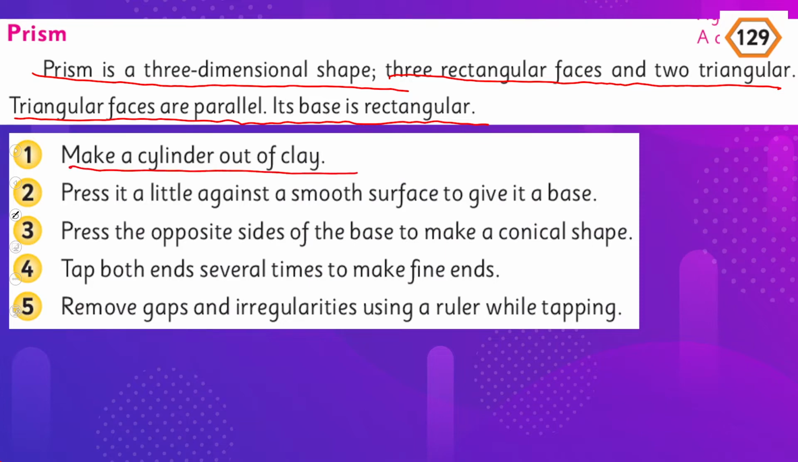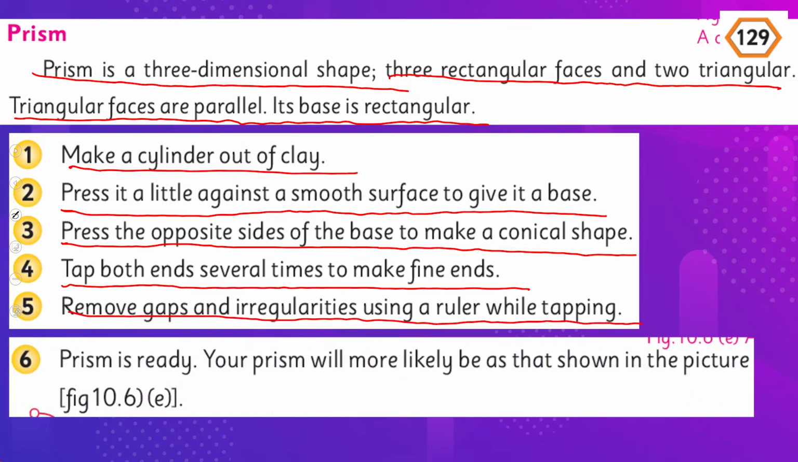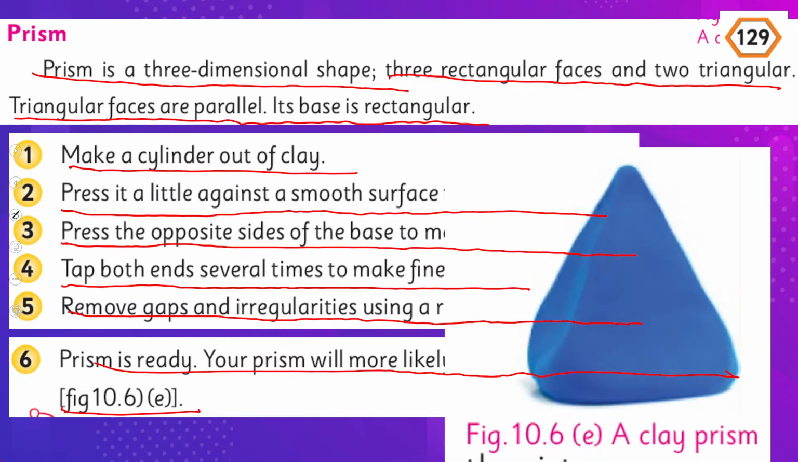Make a cylinder out of clay, press it a little against a smooth surface to give it a base. Then press the opposite side of the base to make a conical shape. Tap both ends several times to make fine ends. Remove gaps and irregularities using a ruler while tapping. So prism is ready. Your prism will more likely be as shown in picture 10.6e. So this is how you will make your prism.